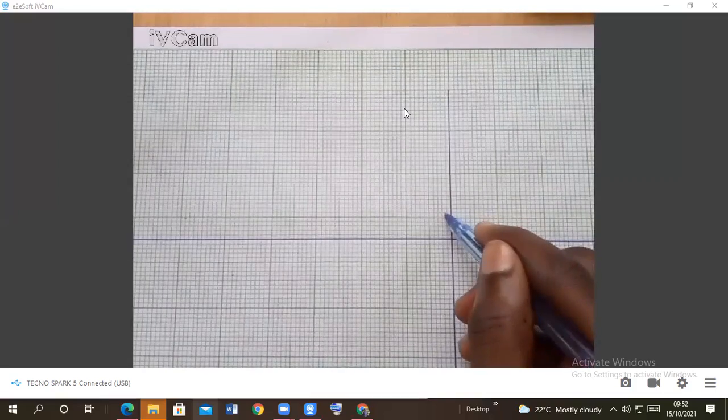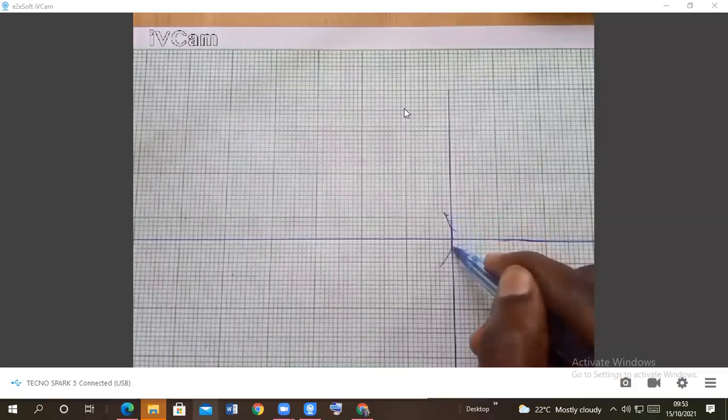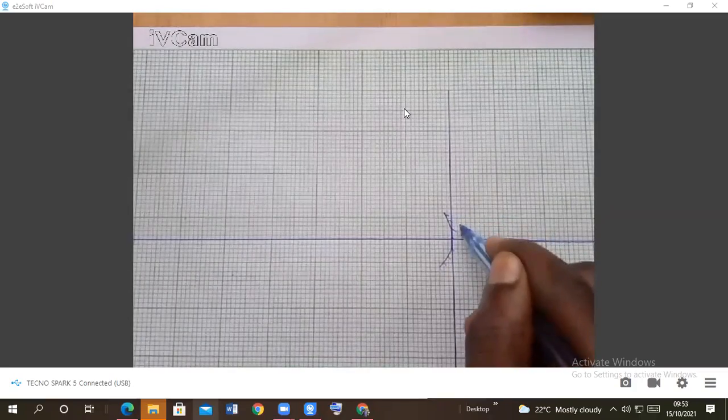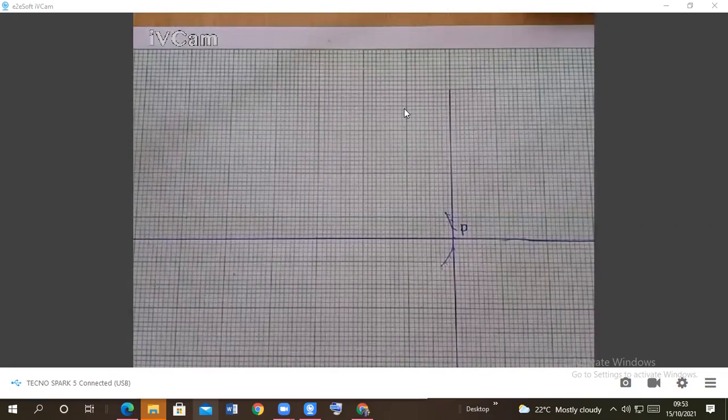Just to show the type of mirror, you draw a small curve there to give you the type of mirror you are talking about. Then you write there P, which stands for the pole of the mirror.